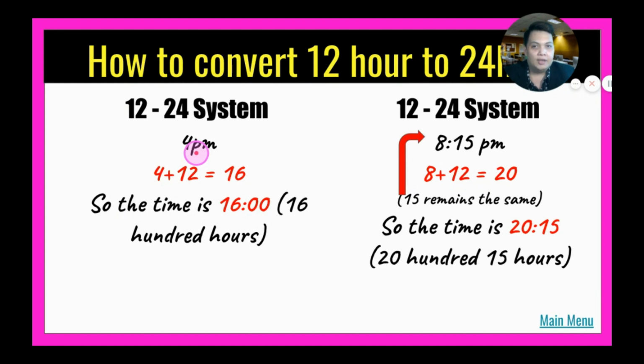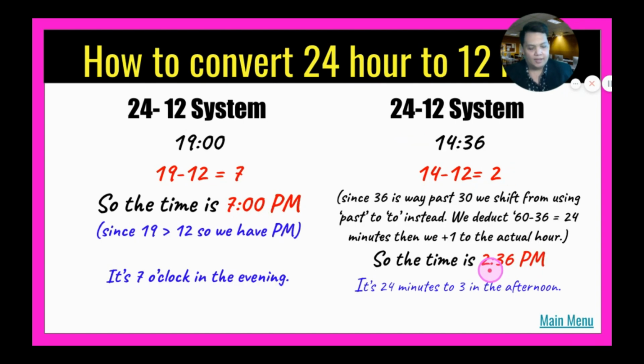Now if we have this time, 8:15 p.m., we add 12 to 8, and that is 20, and the 15 minutes remain the same. So the time is 2015 hours. So that's easy. All right, now let's try it in reverse.